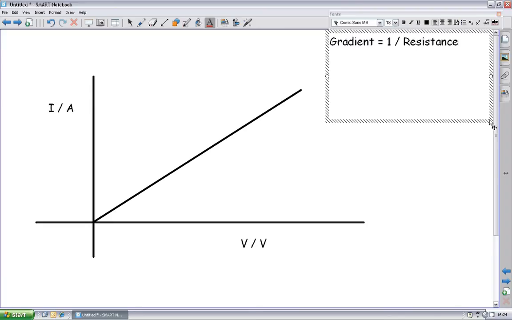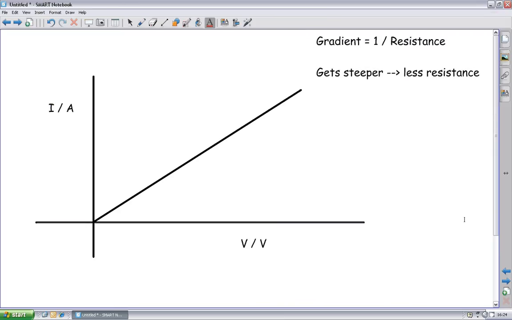Now basically this means that as it gets steeper, that means less resistance. And that's why I don't like these graphs. It's counterintuitive that if something gets more and more steep, it becomes easier. But as this graph gets steeper, it becomes less resistive. So this line here that I've just drawn in is actually lower resistance.